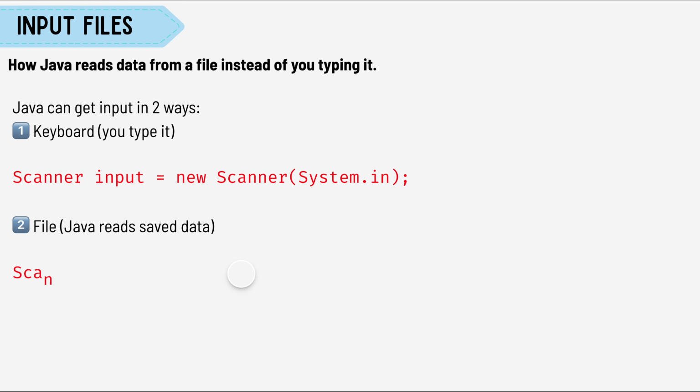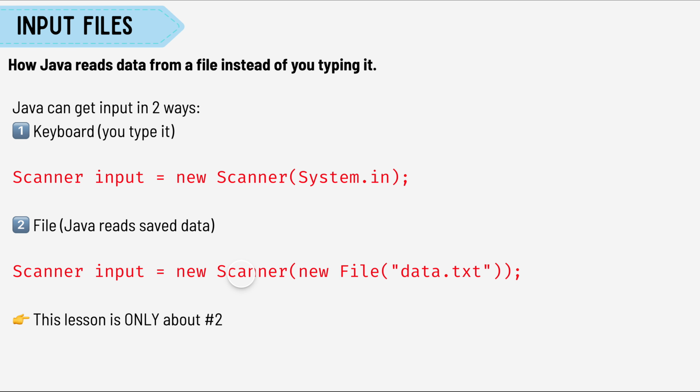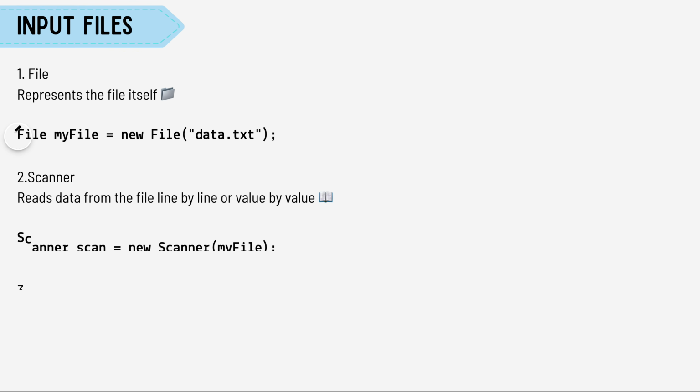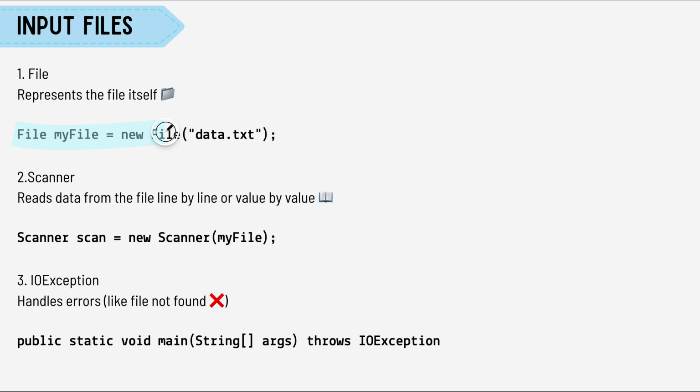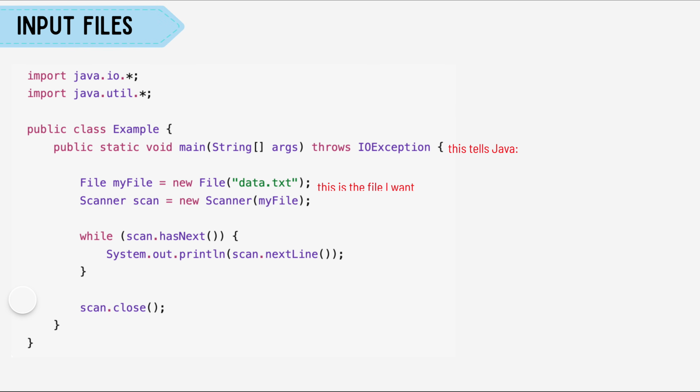Next is input files. So we have learned that we have a Scanner and we get input from the user. But then what if we already have pre-saved input in a file? To access that file, we use new File and the data. So here's another way to write it. So File, myFile, data.txt. This is important for getting the file. And if there is no file, then that's an IOException and it handles the errors neatly.